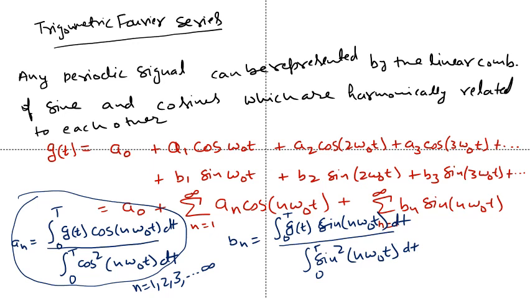But what about A naught? For A naught, basically we are multiplying with a signal x naught t, which is 1. So I can write down this expression of A naught with a different color. A naught is equal to the integral of g(t) with 1 dt from 0 to T, divided by the integral from 0 to T of 1 square dt.